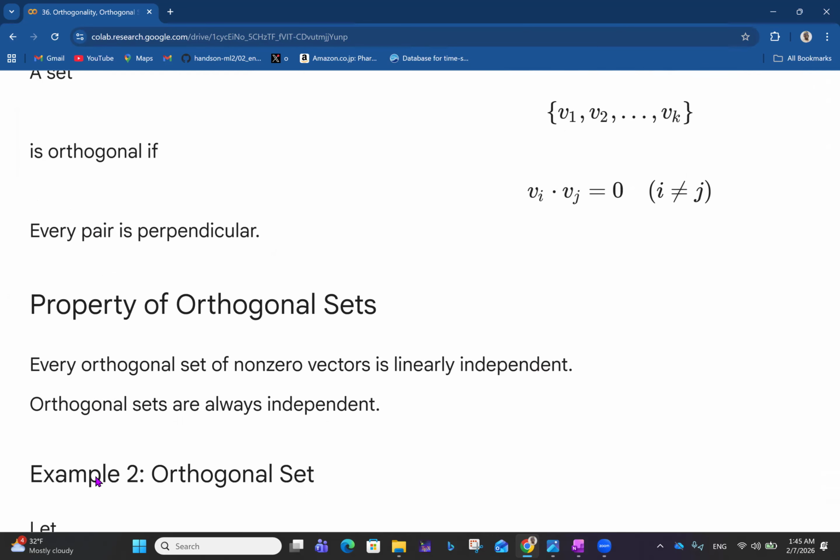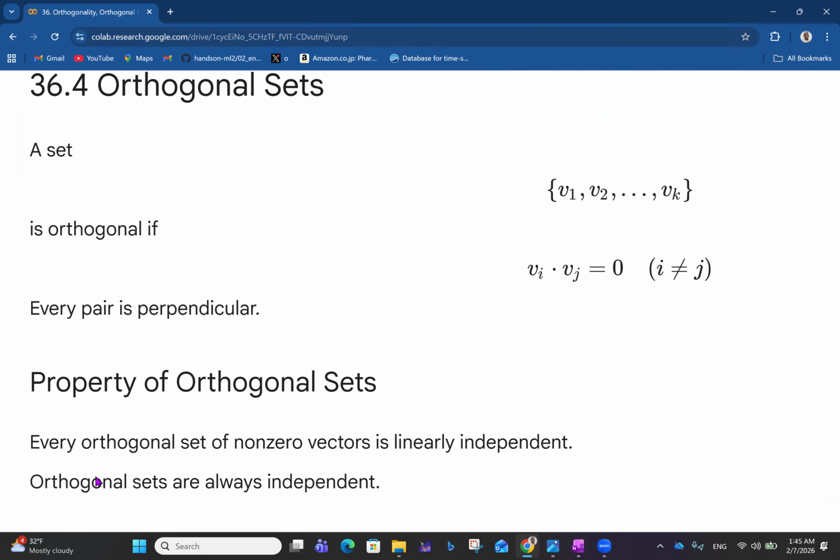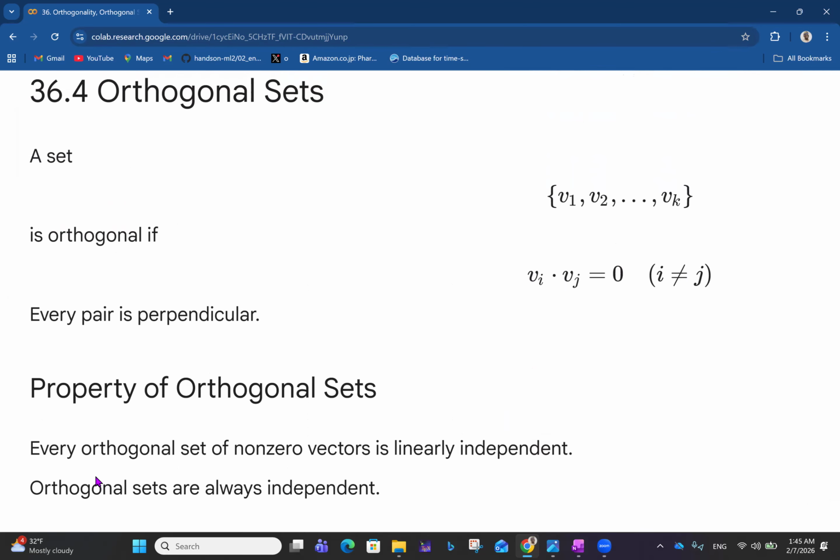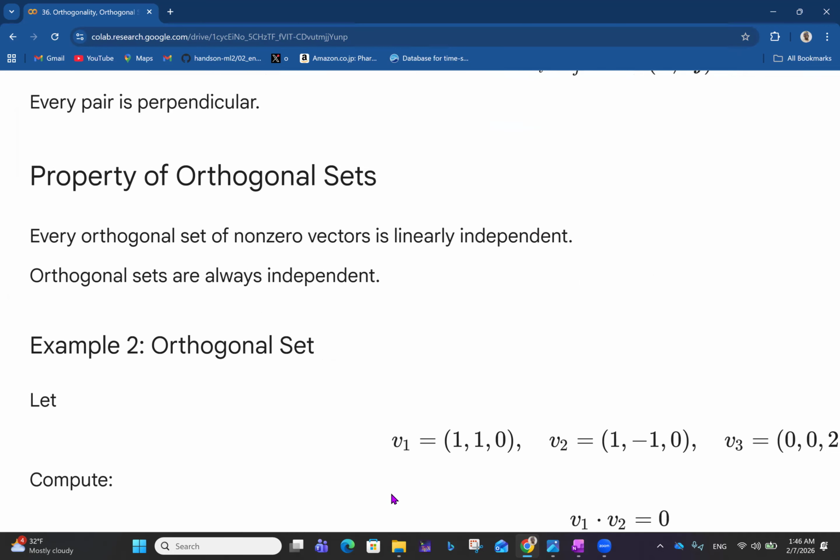Then we talk about the property of orthogonal sets. Every orthogonal set of non-zero vectors is linearly independent. So if you have all these vectors and they are all non-zero, every such set is linearly independent. We see that orthogonal sets are always independent.